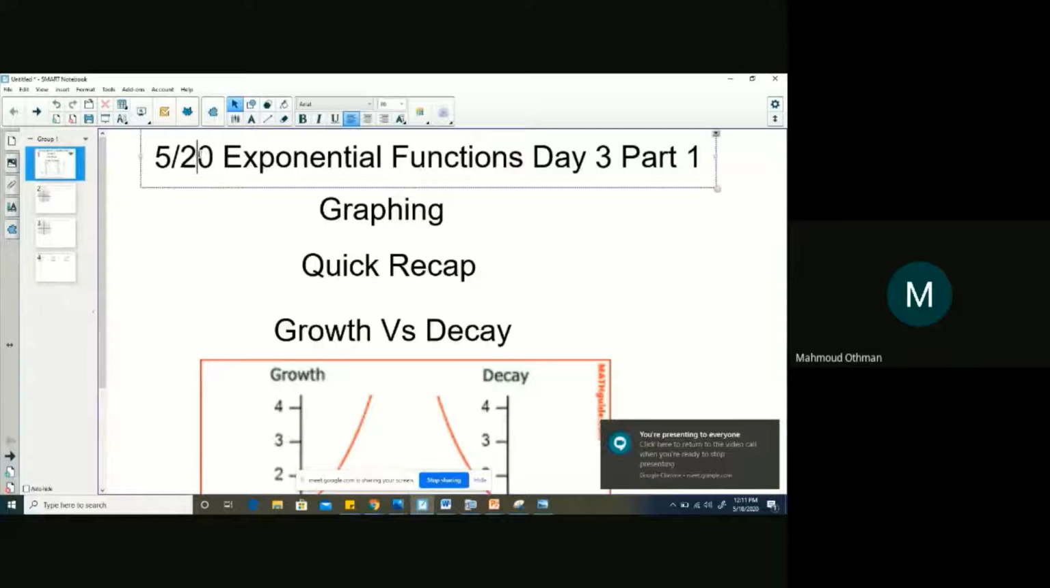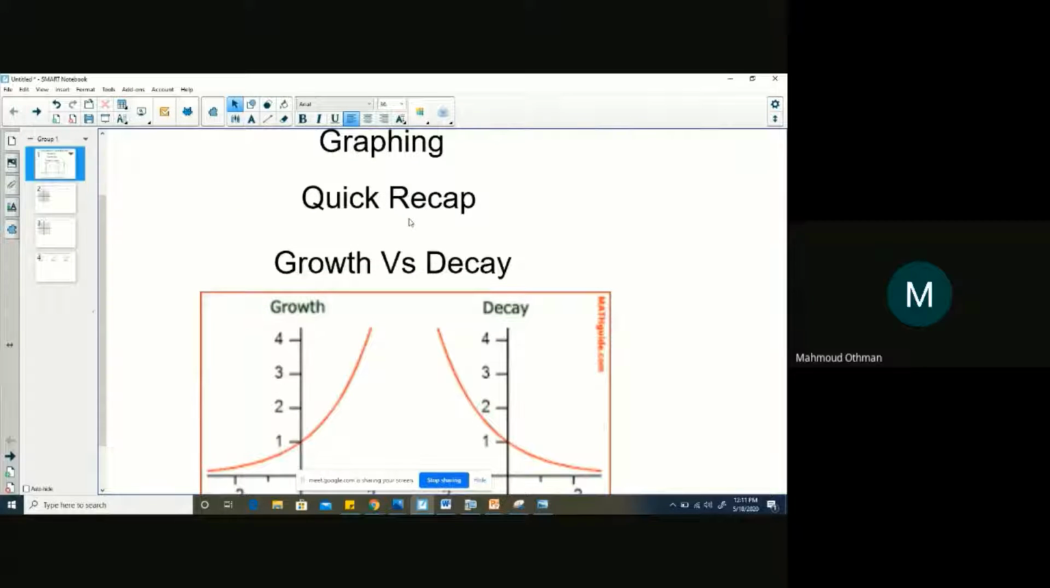Today we will be continuing on with exponential functions, both growth and decay. Today's date is 5/18, which means we will be covering exponential functions, as I said earlier. I wrote 5/20, my mistake. 5/18, exponential functions, day 3, part 1. Graphing. Quick recap.